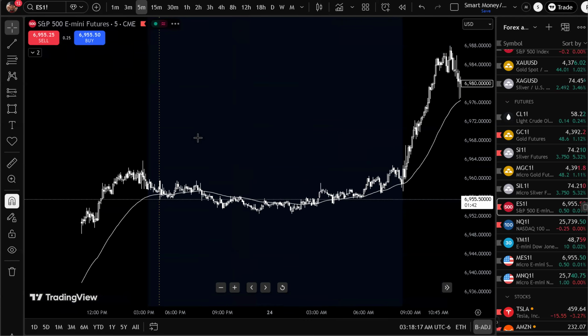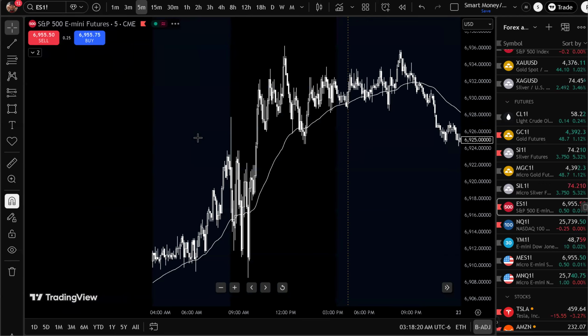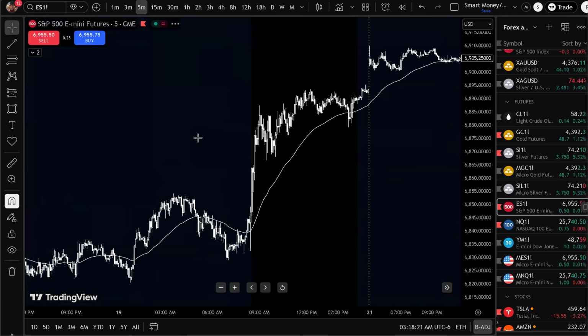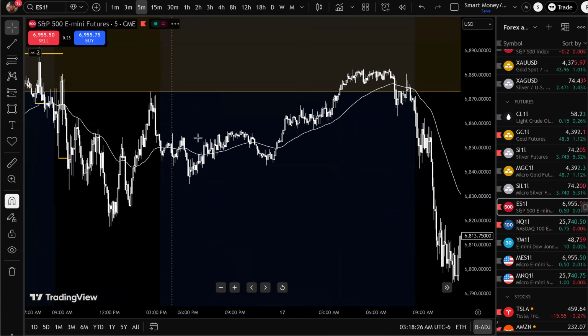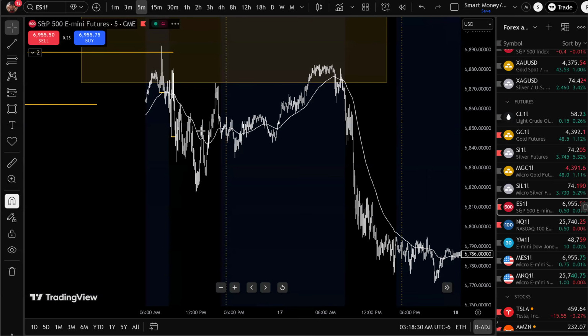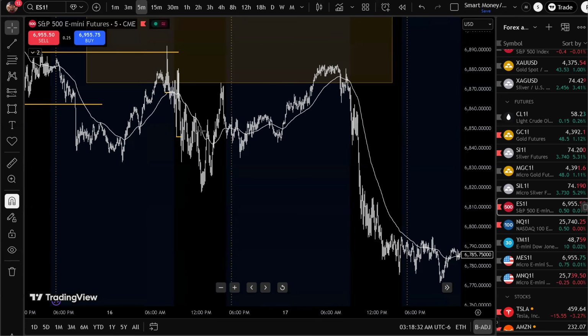But y'all already know every trade is not 100. You're not going to win every trade. The market going to do what it do. You're going to have some setups like that. It's going to wick you out and then drop. It happens to the best of us.